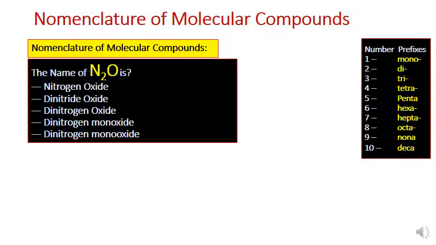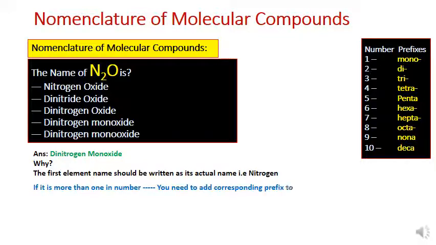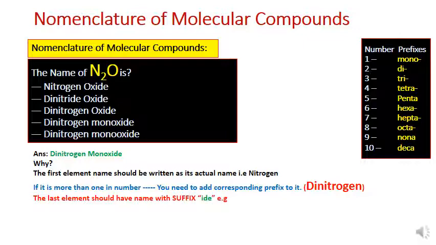So the fourth option is correct. This is dinitrogen monoxide. The answer is dinitrogen monoxide. Why? The first element name should be written as its actual name, as we know from the previous slide, nitrogen. But because there is more than one nitrogen, we write the corresponding prefix. Suppose there are two, so we use di, dinitrogen. The last element should have the suffix IDE. As we know, it should be oxide, not oxygen.